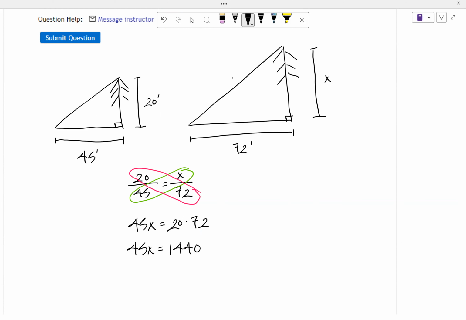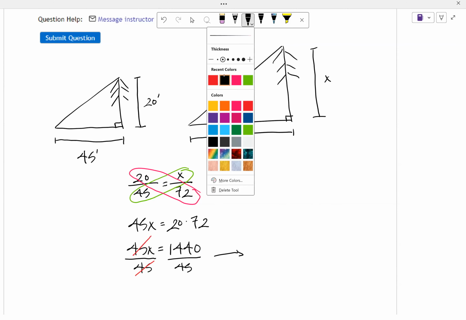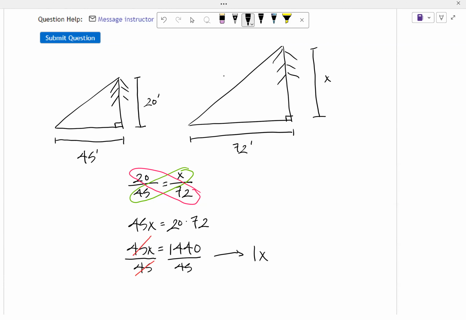Now, in order to get the x by itself, I see that I have 45 times x. To get rid of that 45, I have to do the opposite of multiplication, which in this case is division. So I'm going to divide both sides by 45. On the left-hand side, 45 divided by 45 becomes 1x. Equals, and now I type 1440 divided by 45 into my calculator, and I get 32.